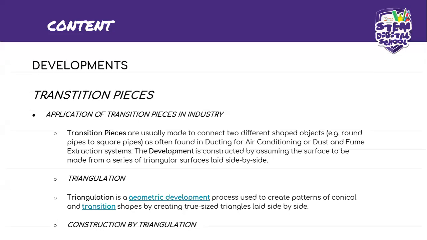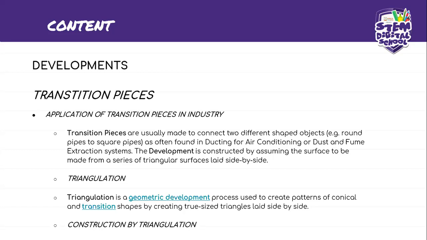Remember, when we look at transition pieces, these are part of the big family of developments, and they have so many applications in industry. I'm going to read the definition of transition piece according to a source from the internet. Transition pieces are usually made to connect two different shaped objects, e.g. round pipes to square pipes, as often found in ducting for air conditioning or dust and fume extraction systems.